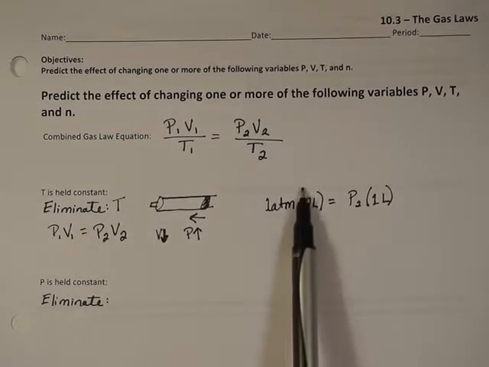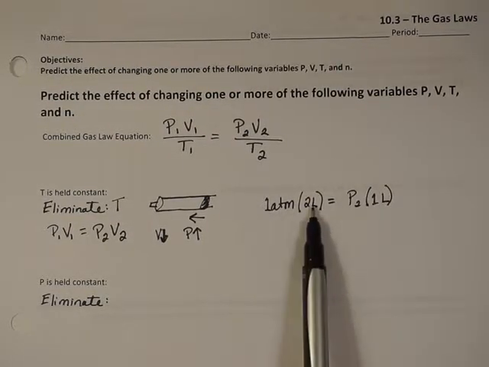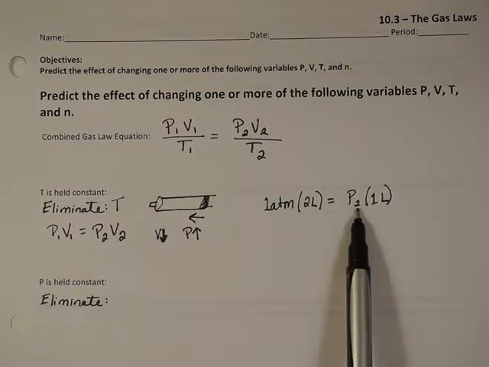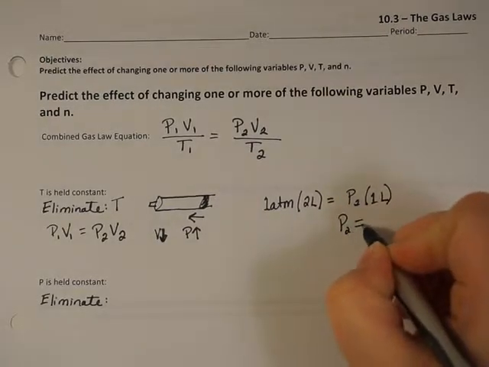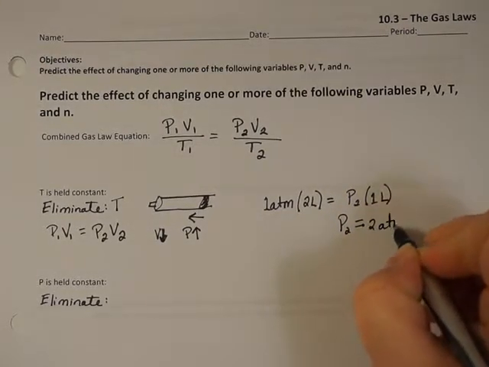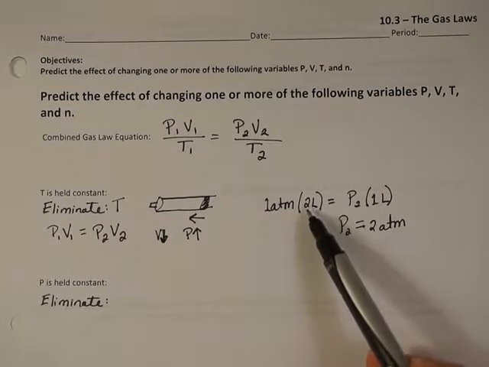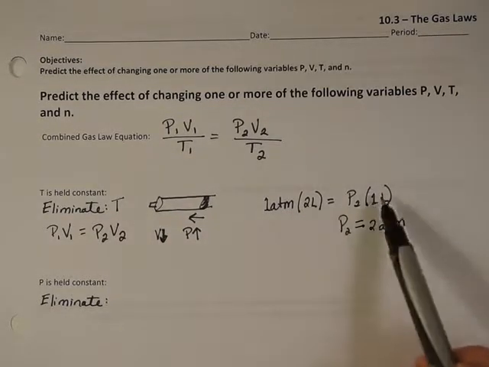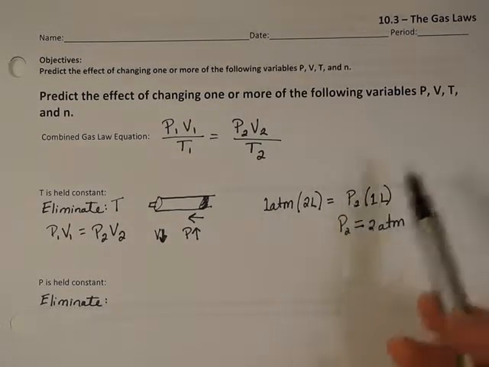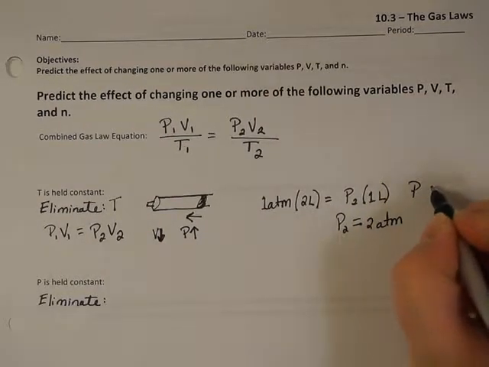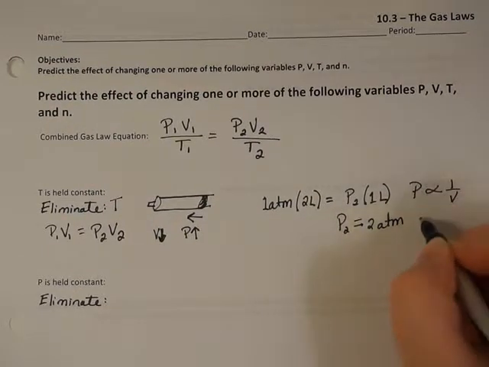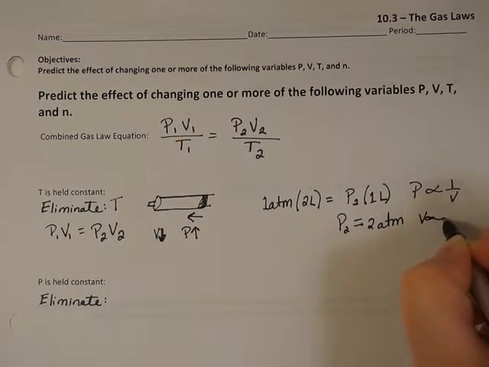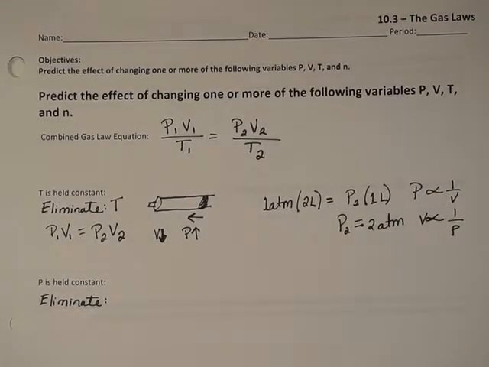Well, this side must equal this side. 1 times 2 must equal 1 times 2. Your pressure must be equal to 2 atm. And we can now see that if this volume decreases, the pressure increases. This means that they have an inverse relationship, and this is how you represent an inverse relationship. One goes up, the other one goes down.